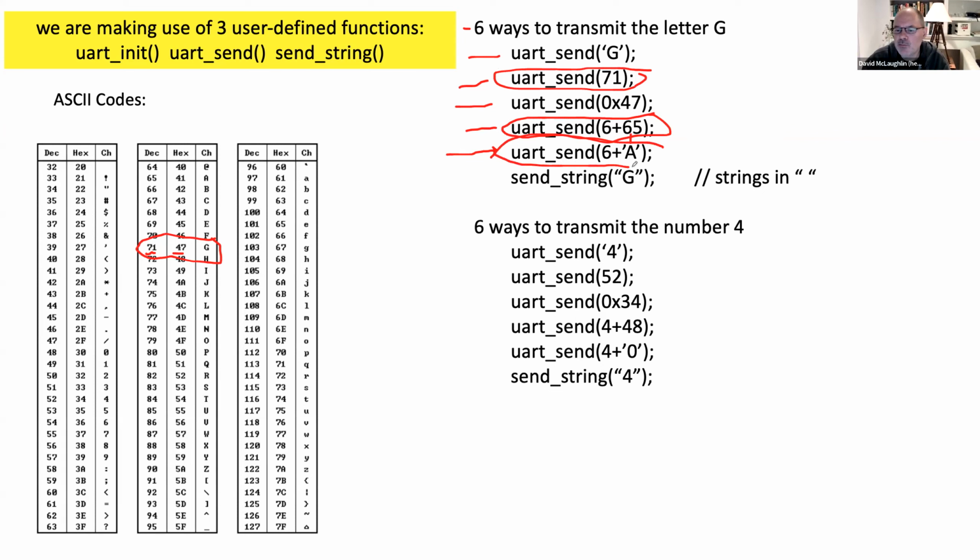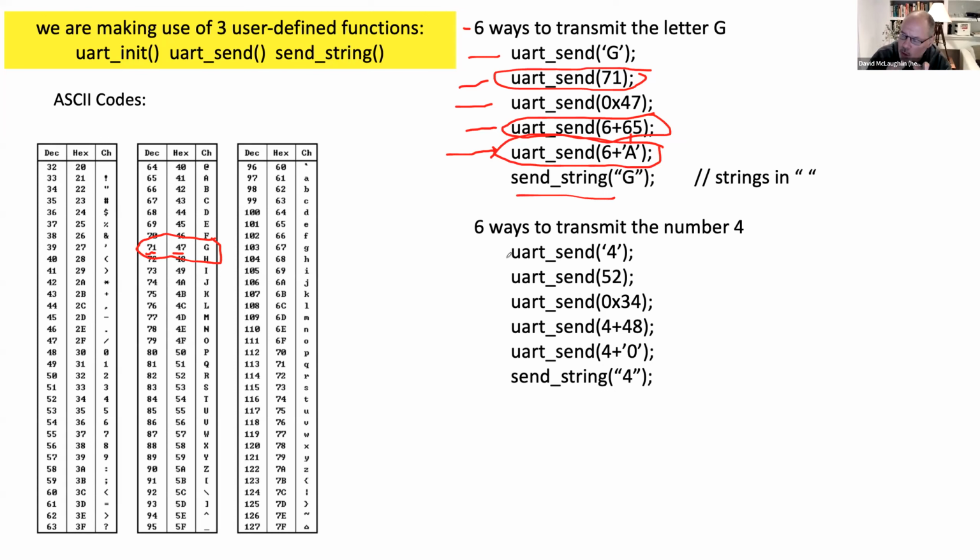UART send 6 plus the letter A. That just means 6 letters after the letter A: B, C, D, E, F, G. Okay, so that's just 6 different ways of making use of ASCII representations to send these letters. Or you could send it as a string, and the string is in double quotes. So individual characters are in single quotes, strings are in double quotes.